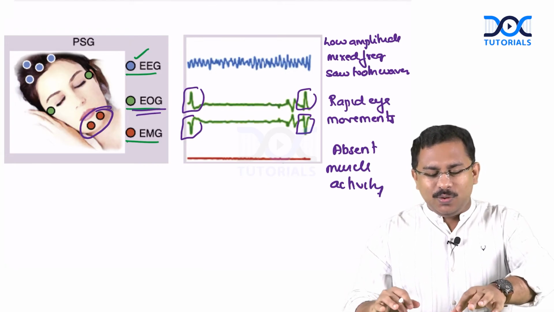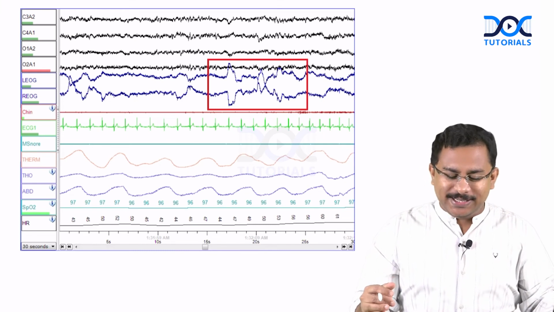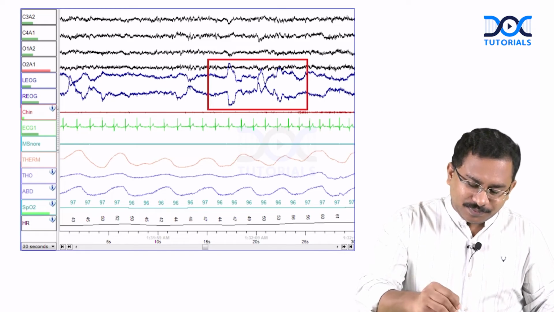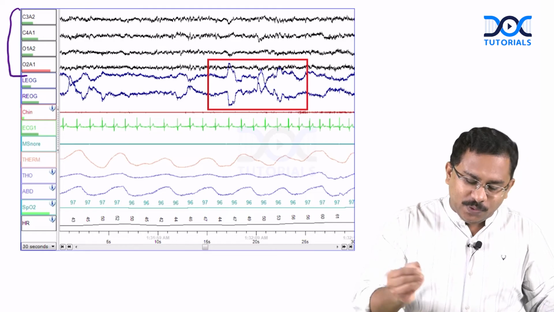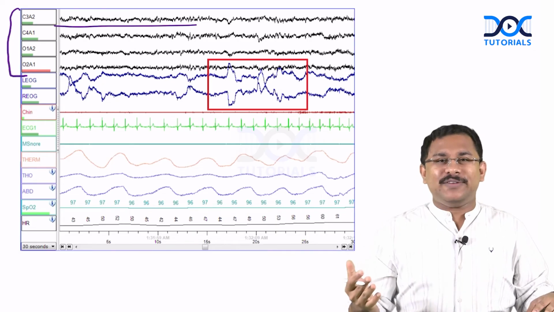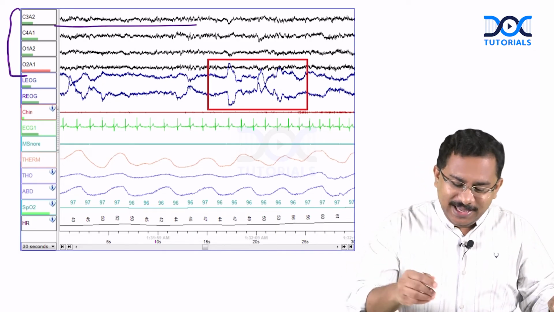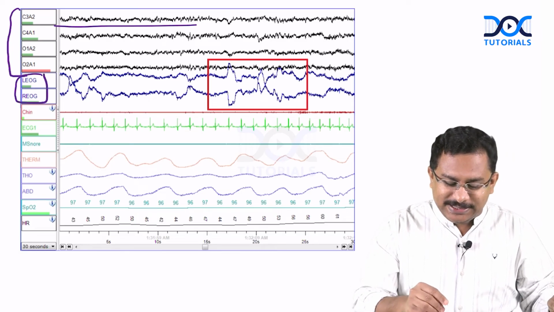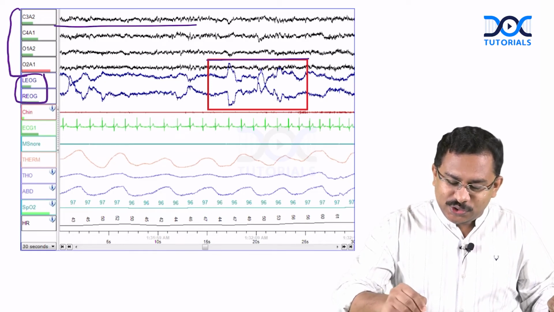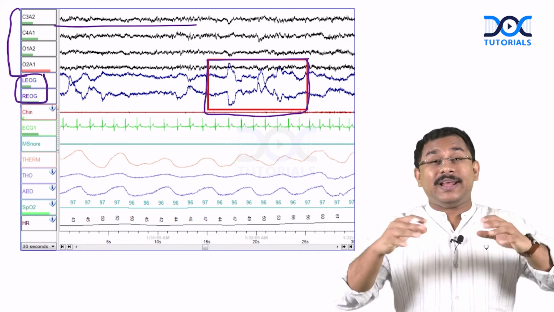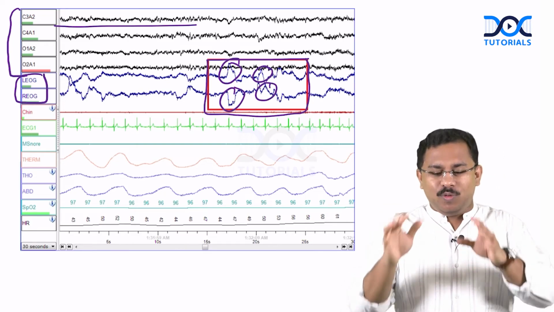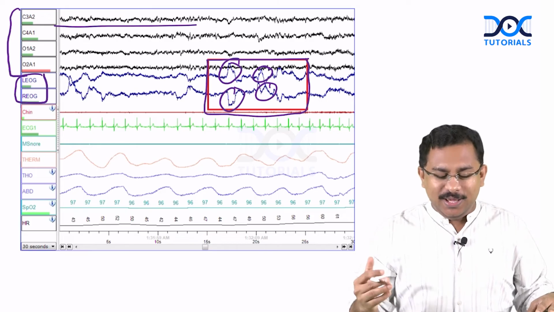And let us have a look at the polysomnographic recording which was actually given for the question. So the top ones, these four, are the EEG recordings, which show the low amplitude, mixed frequency sawtooth waves. And in the EOG, this is the left eye and the next is the left and the right. Here again in the EOG, it is shown in the box, the deflections of the rapid eye movements. So these deflections that you are seeing here correspond to the rapid eye movements which have been encircled in the box. These are the EOG recordings.